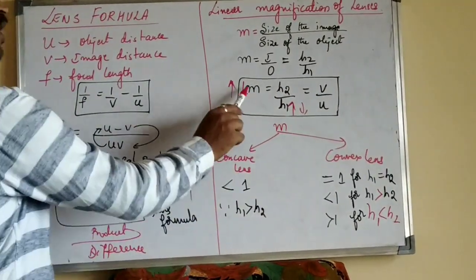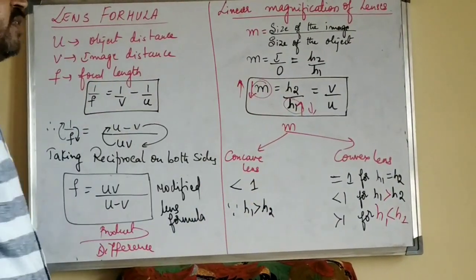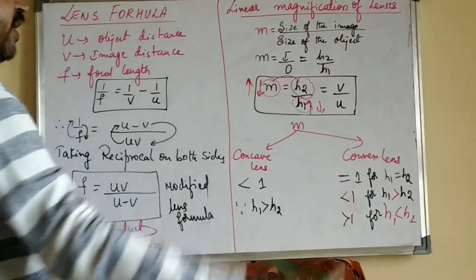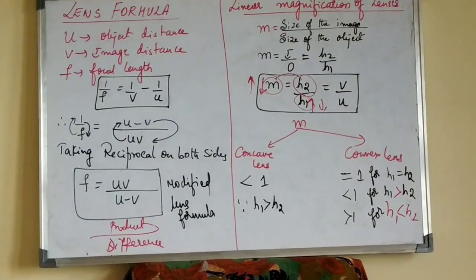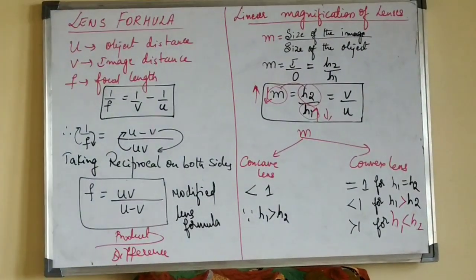Why? Because you can see here that H1 and M are inversely related, whereas H2 and M are directly related. Okay, one is in direct proportion, one is in inverse proportion. So this is the linear magnification of lenses.